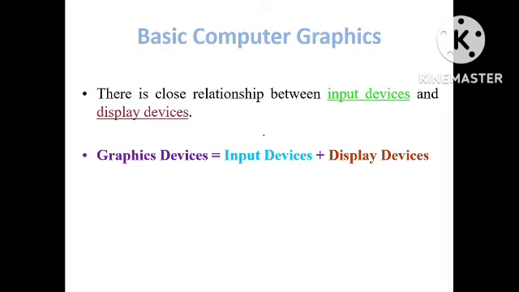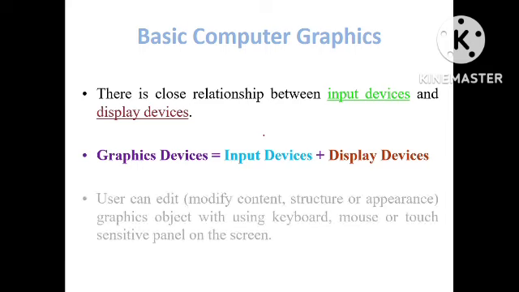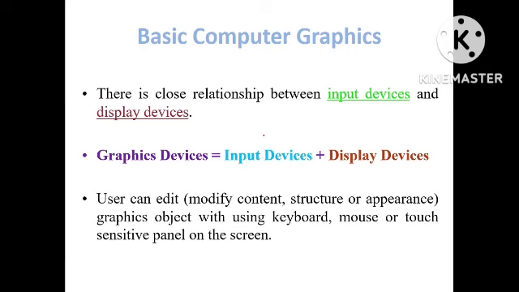So the idea is the representation through the input devices, and that idea can be implemented. How to implement it? That implementation can be done with our display devices. So it is called graphics devices. So normally it provides some formations. Once we place down any one of your graphics, it is possible for the user to edit, maybe modify the content and structure or appearance.